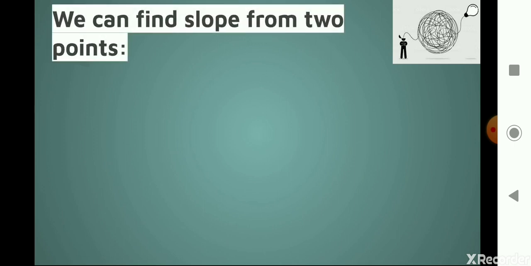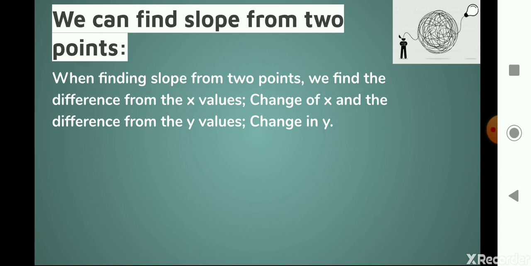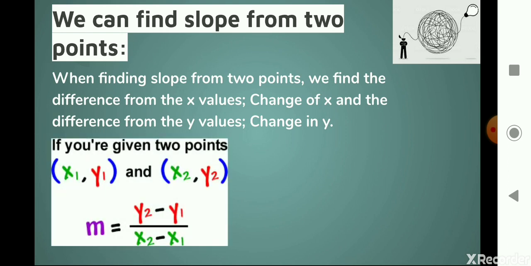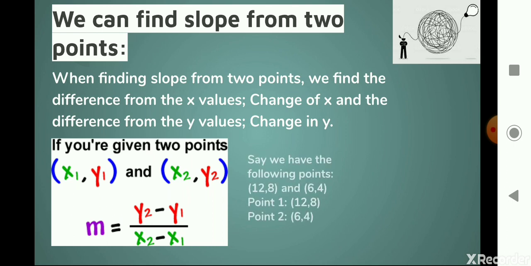Now we can also find slope from 2 points. Now when we find slope from 2 points, we find the difference from the x values, which is going to give us the change in x, and the difference from the y values, which gives us the change in y. Here's what I mean. So if you're given 2 points, x1 and y1, that's the first point, and x2 and y2, the second point, then to write the slope, do y2 minus y1 over x2 minus x1.